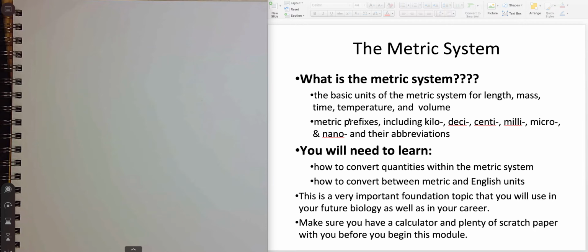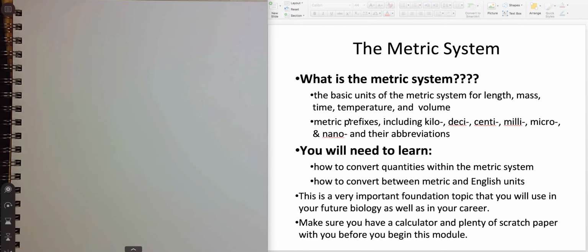So say, for instance, how many centimeters is 1 meter? They're both length within the same metric system, and you'll have to convert meters to centimeters or centimeters to meters or millimeters. You get the point. But you'll also have to be able to convert the metric system to English units and vice versa, English units to the metric system. We're going to be using something called dimensional analysis to complete that.